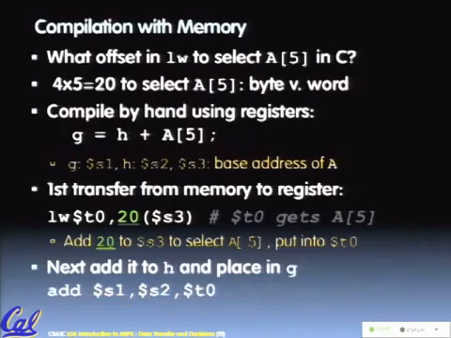G and H, where are they stored? Well, they're in S1 and S2. How about A of 5? Okay, A. What's the base pointer for A? I've got to tell you what that is. S3 is the base address of A. Okay?